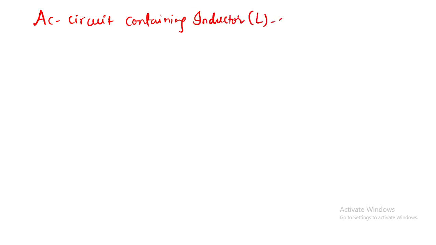Okay, now put a heading now. AC circuit containing, what is it? Right? Inductor L only. So we will study these conditions individually, then we will try to study the combination. Okay. Now AC circuit containing inductance only, like this.